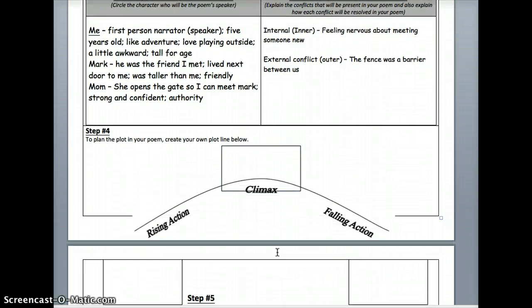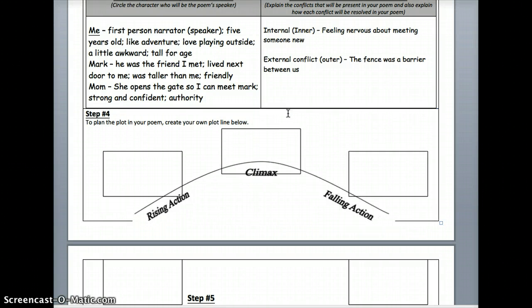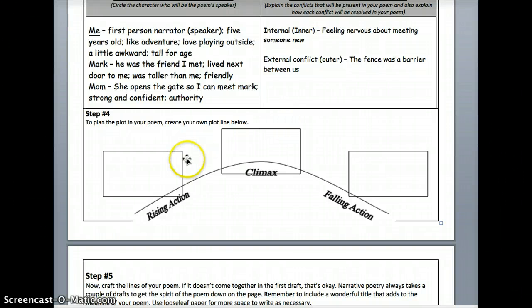Now I'm moving on to step 4, where I'm going to consider a plot for my poem, because narrative poetry always has a plot. So I'm going to have a rising action, a climax, and a falling action. And you don't always have to go in order, because I know my climax is going to be the moment I start talking to Mark through the fence, because that's the moment that we meet. I feel nervous, excited. There's a lot of things going on there.